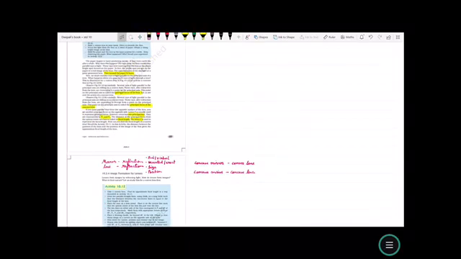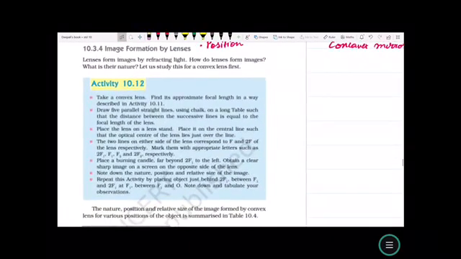Now let us first see how it is done with the help of an activity, that is, practically how the image is formed. Take a convex lens, find its approximate focal length in the way described in Activity 10.11. Draw 5 parallel straight lines using chalk on a long table such that the distance between the successive lines is equal to the focal length of the lens. Place the lens on a lens stand. Place it on the central line such that the optical center of the lens lies just over the line. The two lines on either side of the lens correspond to F and 2F of the lens respectively.